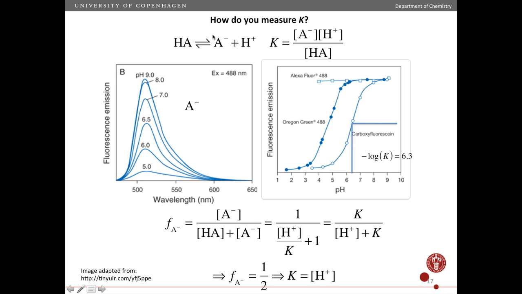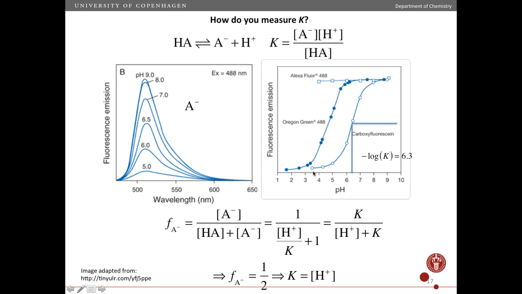You measure something that depends on the concentration of one of the partners. In this particular case, you can measure spectroscopically the concentration of A minus. That's the easiest to measure. This A minus species absorbs light at this particular wavelength. So at high pH, when you have a lot of this, you get a relatively big absorption peak. But when you lower the pH, and you get less and less of this and more of this, then the peak drops. The height of the peak or the area under the peak is proportional to the concentration. So this fluorescence emission in this particular case is a measure of the concentration of this.